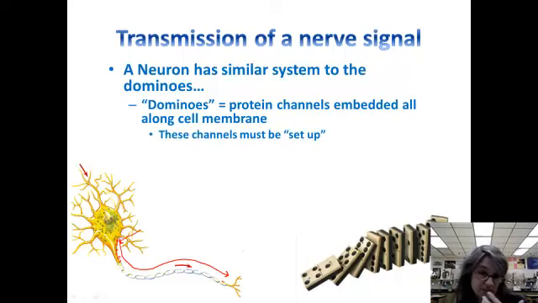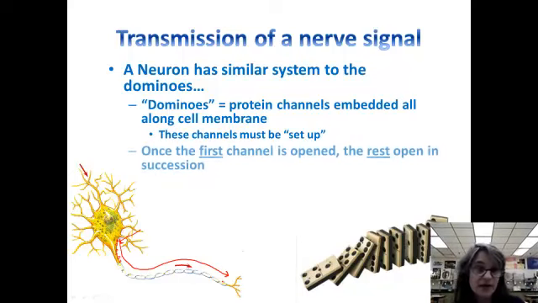In order for them to work, therefore, they have to be set up, and when they get tipped over, they have to get reset if that neuron is ever going to fire again. Okay? So, first channel is open. Remember, we open and close channels to allow things to pass. Once the first channel is opened, the rest will open after it, in order, along the axon.